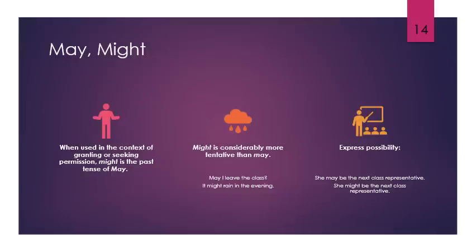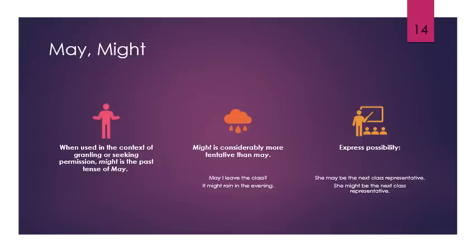Now we'll be discussing the modals may or might. So may or might. When used in the context of granting or seeking permissions, we may use the words. Might is the past form of may. Again, like will and would is the past form of will. Shall, should is the past form of shall. Can, could is the past form of can. Likewise, might is the past form of may. So whenever you're making any requests, you may use may. For present tense, you may use may. For the past, you could use might.